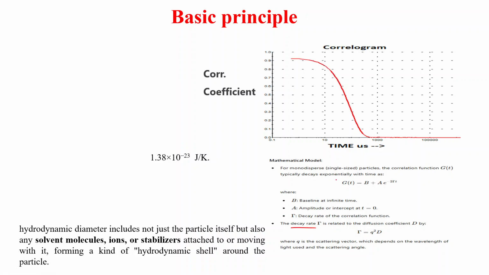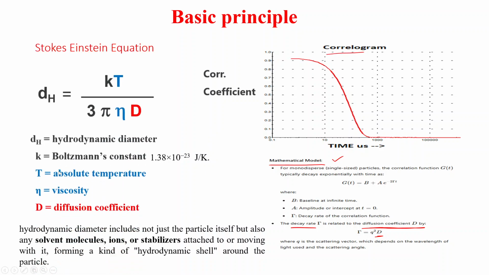For monodispersed particles, a mathematical model will be created by the instrument, and we will be able to determine the decay rate, and from the decay rate we will know the diffusion coefficient. Now this diffusion coefficient, which is obtained from this correlogram, will be put into the equation, which is the Stokes-Einstein equation.